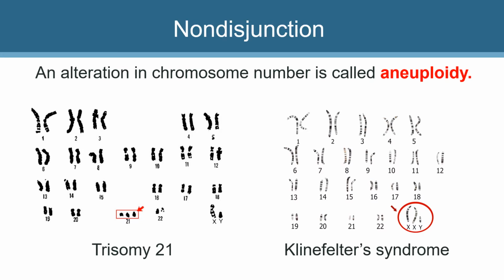An alteration in chromosomal number is called aneuploidy, and two of the most common disorders of the chromosome number are trisomy 21 or Down syndrome, which has 3 copies of chromosome 21, and Klinefelter syndrome, which results from 2 copies of the X chromosome paired with a Y chromosome.